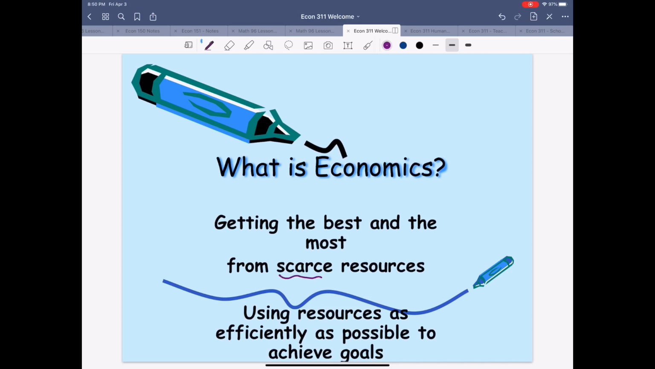And scarce resources, there's that word that we will define in a moment, but you probably are familiar with it already. You've probably heard the term in your lifetime, and you probably recognize that everything comes with some degree of scarcity, meaning that you can't have everything that you want. So if we redefine or reword our definition of economics, we can see that what we're talking about is using our resources as efficiently as possible to achieve goals.